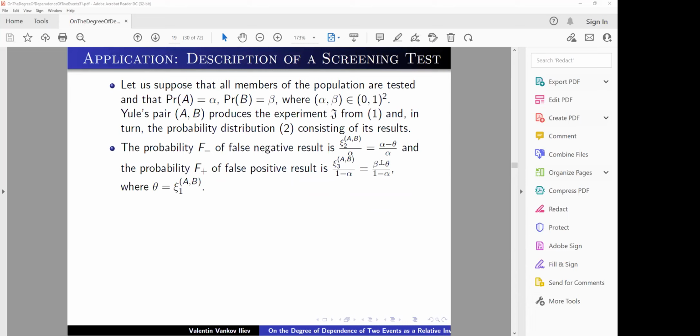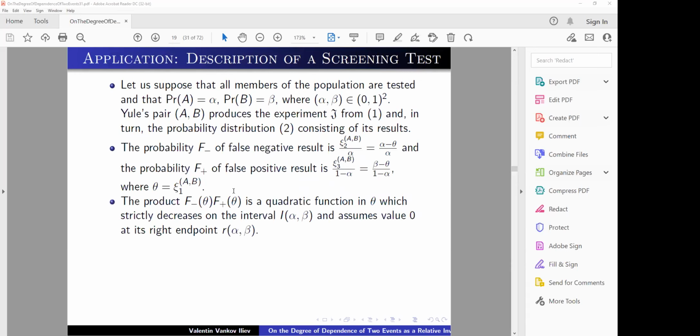This is alpha minus theta over alpha, and the probability of a false positive test is beta minus theta over 1 minus alpha. And this product of both probabilities, false negative and false positive, is a quadratic function which strictly decreases on this interval I alpha beta and assumes value 0 at its right endpoint R alpha beta.